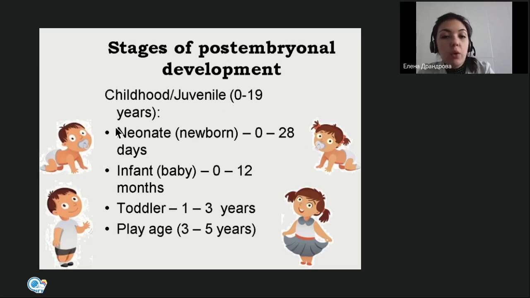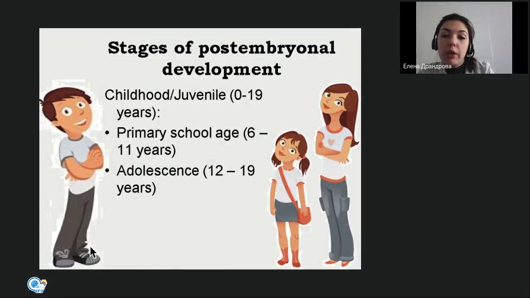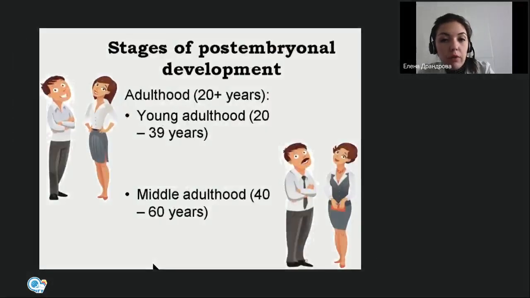So there is neonate or newborn, from the birth up to 28 days. Then infant or baby, from 28 days up to 12 months, 1 year. Then toddler, 1 to 3 years. And play age, 3 to 5 years. After that, primary school age, from 6 to 11 years. Adolescence, from 12 to 19. So adolescence completes the childhood. After that, adulthood starts.